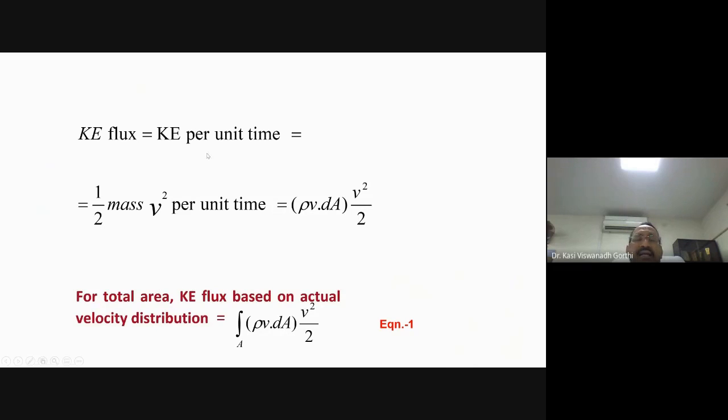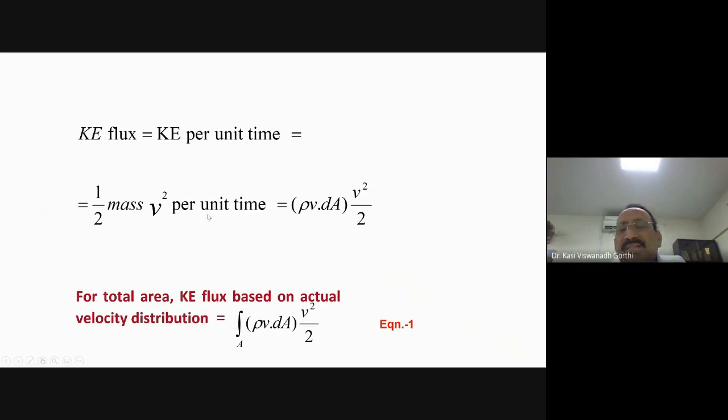Kinetic energy per unit time is called kinetic energy flux. So kinetic energy per unit time would be equal to, how do you compute kinetic energy? As we all know, KE, kinetic energy, is half m v square, half of mass into V square, V is the velocity. Per unit time, half of mass times V square per unit time. You just keep this V square here, half into V square into mass per unit time, or V square by 2 into mass per unit time.